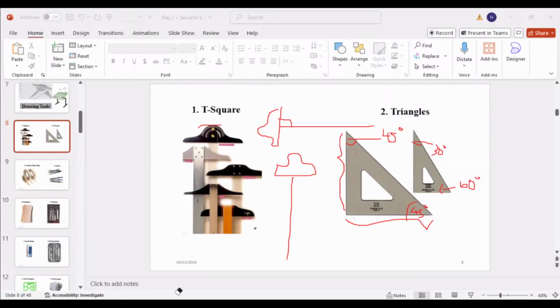Okay. Normally the 30 degree and the 60 degree and the 45 degree are commonly used. We use them more than other angles, right? And the 90 degree also. So you can use that triangle to draw the 90 degree too. So these are the commonly used angles. So in order to draw them, you can use these two triangles, right?